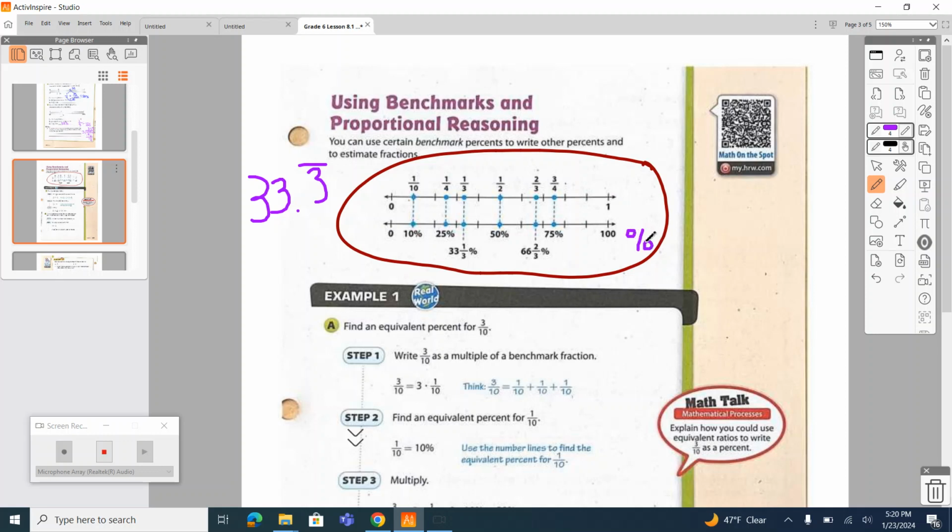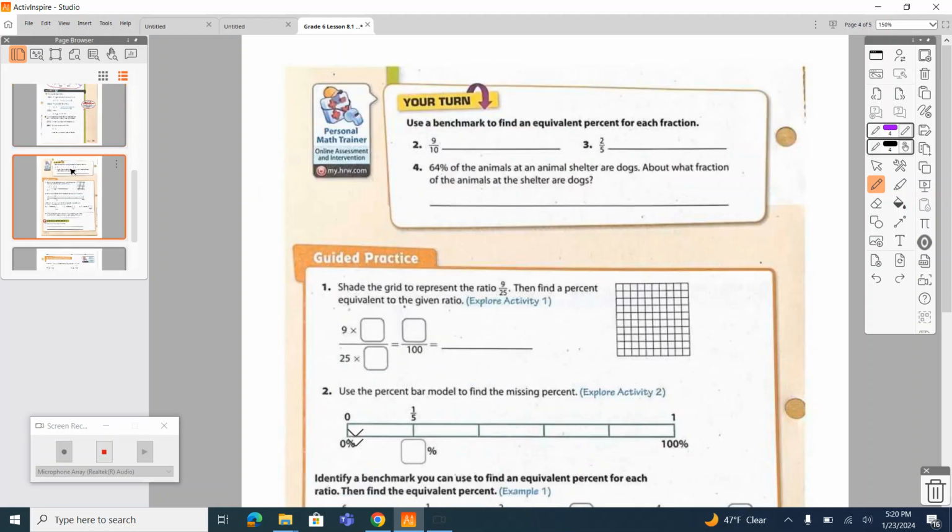But what I want you to be able to do, and we'll just check a few of these here on the your turn, is convert these into ratios or equivalent fractions, whichever word you want to use, where 100 is the denominator. So in this one, to get from 10 to 100, I can multiply by 10. I do the same thing on the top here. 9 times 10 is 90.